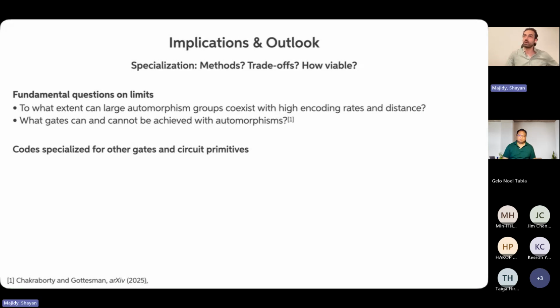Here we focused again on all in-block C-naught, but we could look at other gates and other circuit primitives. One example is the one I gave in the very beginning of the talk, but there could be others.